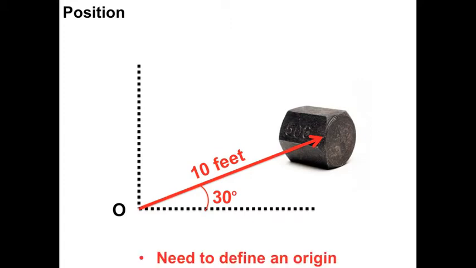But I do also have to give an origin. Much like in one dimension, you always need to define your position relative to some other point. We usually call that point the origin. In this case, the origin is the origin of my coordinate axis, which we've labeled as point O.